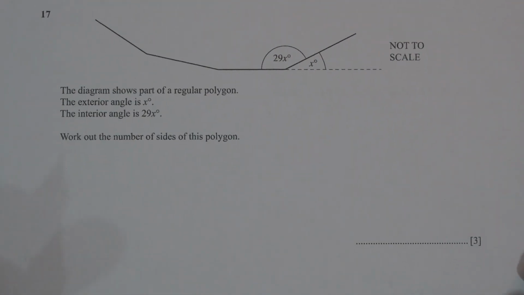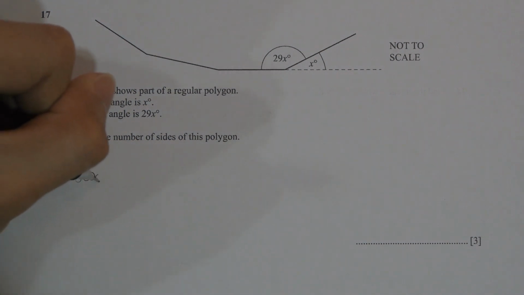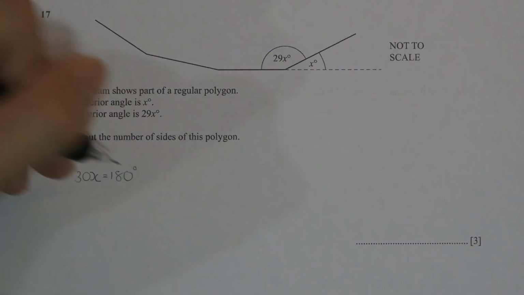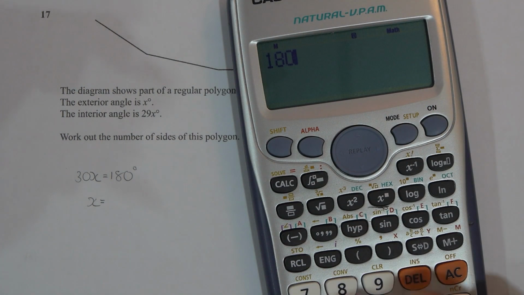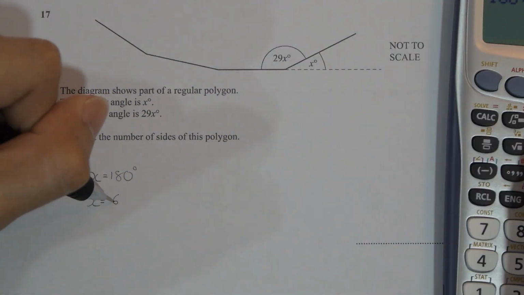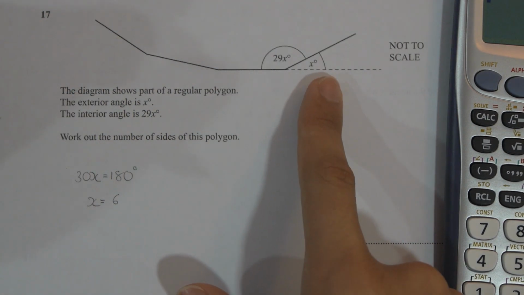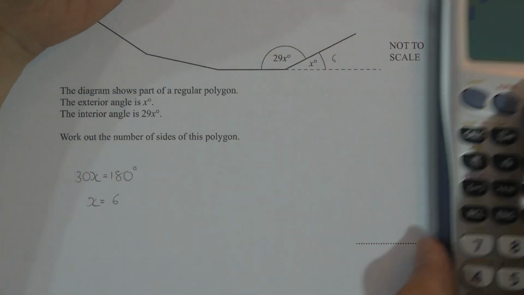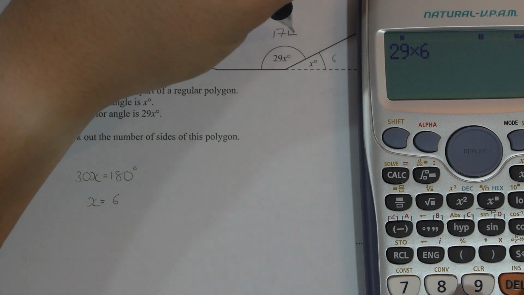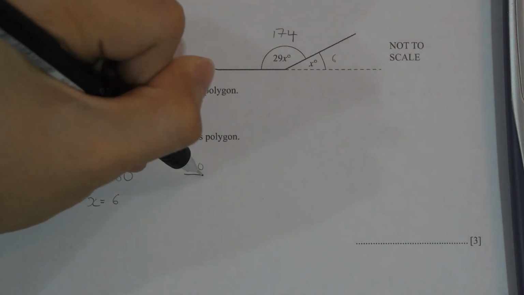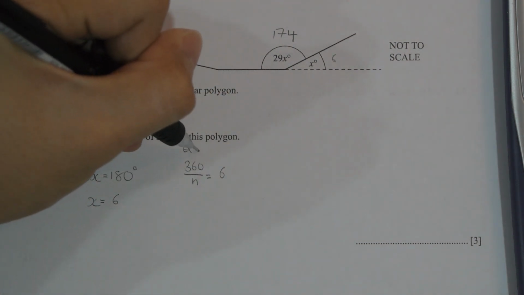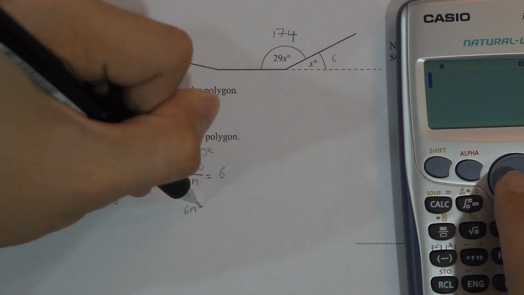Whereby for the next one, you are able to identify that 30x equals 180. So the exterior angle will actually be 6. So by using the exterior angle formula, 360 divided by the number of sides equals 6. Then you'll be able to get that there are 60 sides.